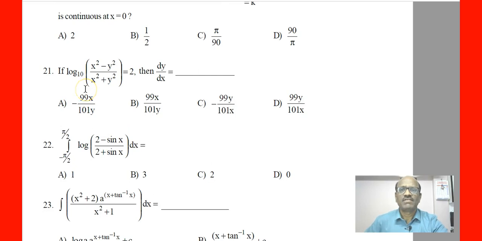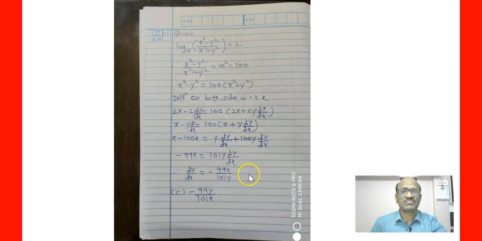If log of (x square minus y square upon x square plus y square) to the base 10 is equal to 2, then find the value of dy by dx. Now differentiate this. Again this is a very simple question. This is in log form, so we can convert it to exponential form: x square minus y square upon x square plus y square is equal to 10 raised to 2. Take the multiplication and differentiation, and you will get the answer.